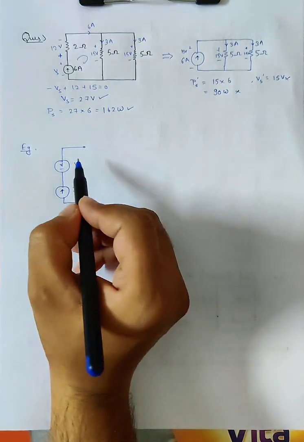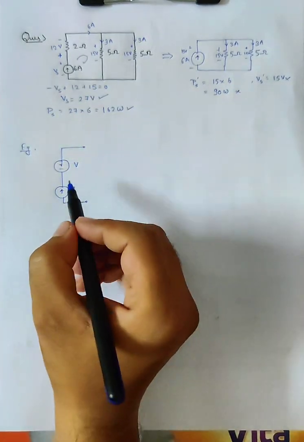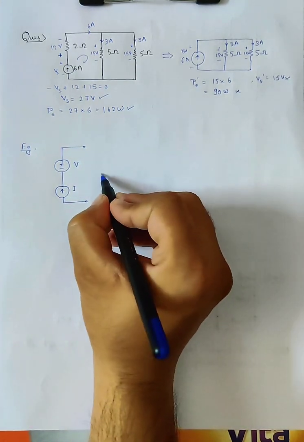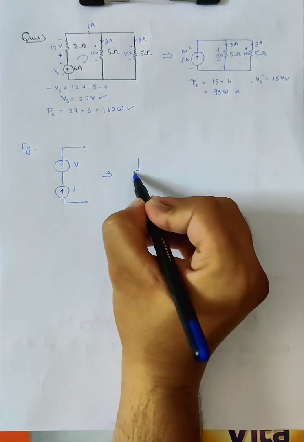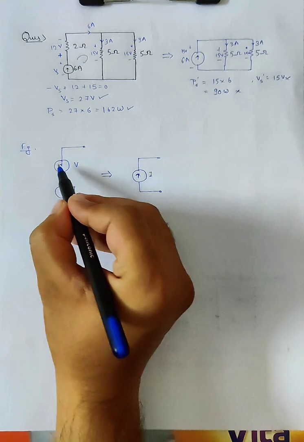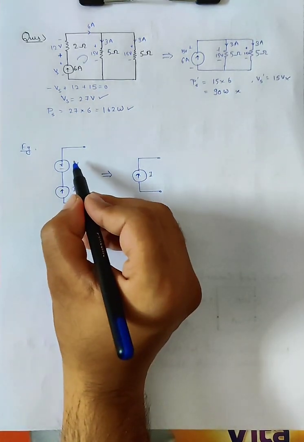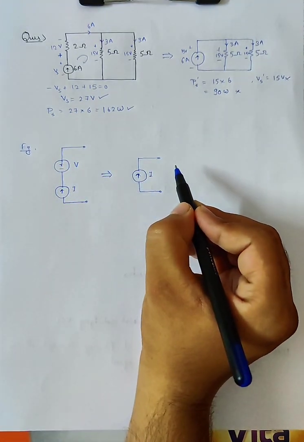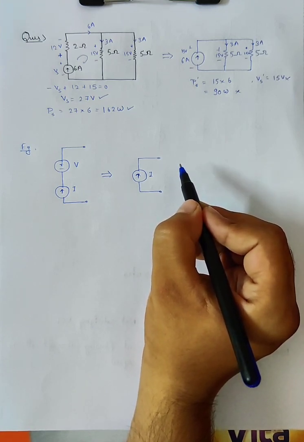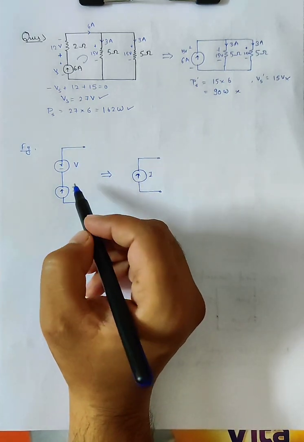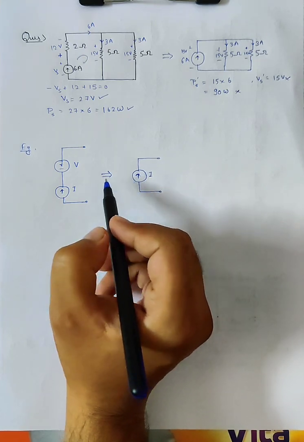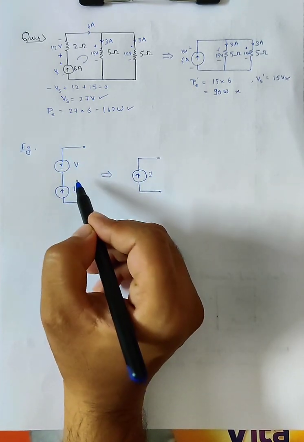Here is one more example. This is a network with a voltage source V in series with current source I. We can redraw this network as single current source I. V can be neglected, but it can only be neglected if we want to calculate the load current or load voltage. But in order to calculate the source voltage or source power, we cannot neglect this voltage source.